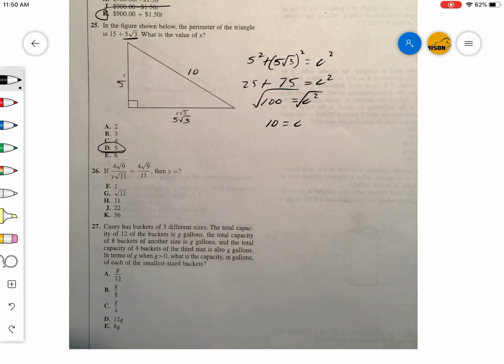Let's try G. Square root of 11 times square root of 11. Hang on, I pushed the wrong button.